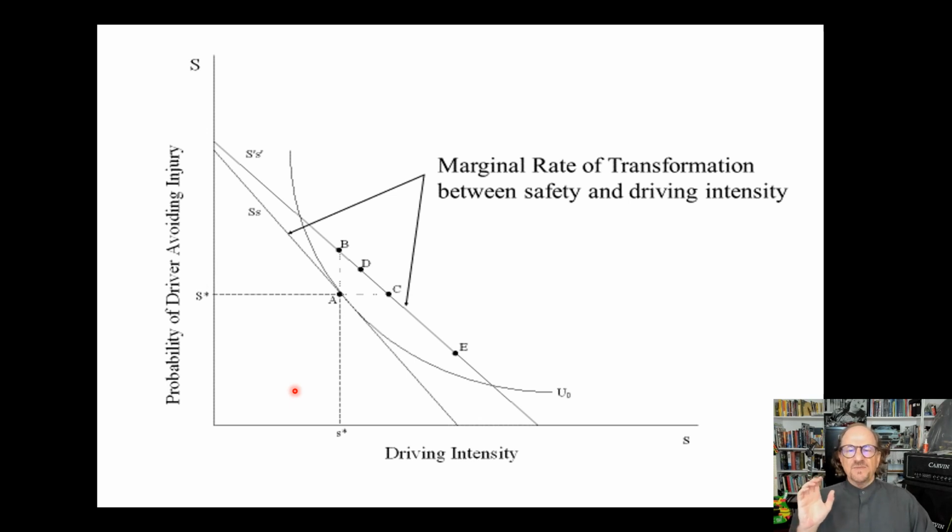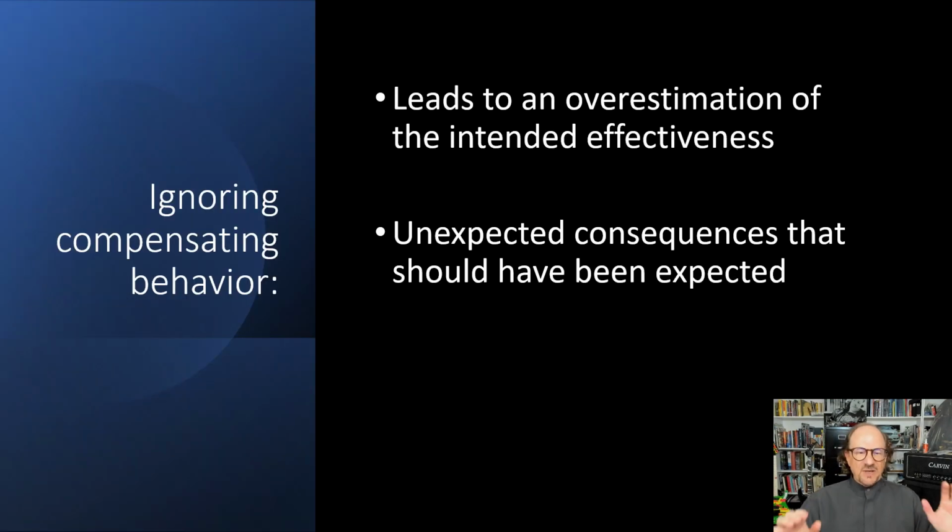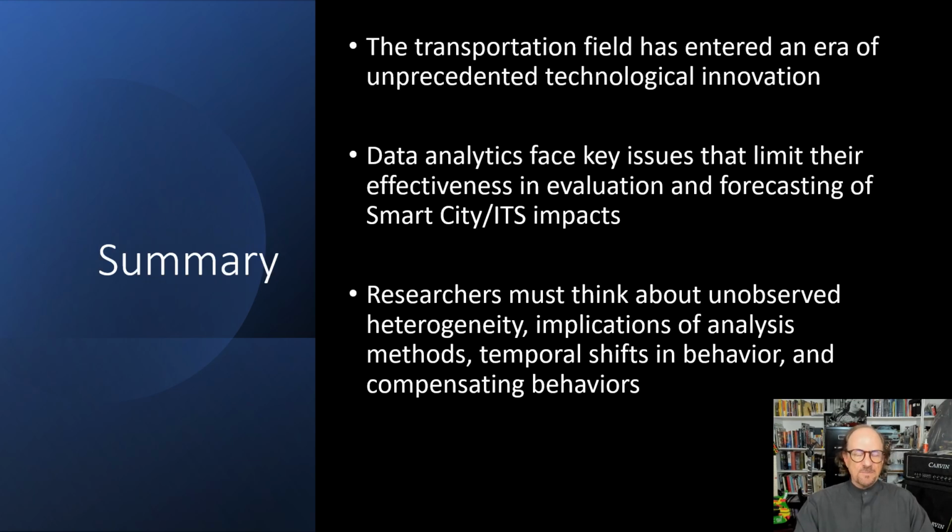So keep this sort of compensating behavior in mind when you're trying to understand what's going to happen to an improvement that you implement. So if we ignore compensating behavior, you'll lead to an overestimation of the intended effectiveness of the safety improvement in this case, and unexpected consequences will arise that you have faster drivers, more distracted drivers. But you should have anticipated that by recognizing that compensating behavior was a possibility.